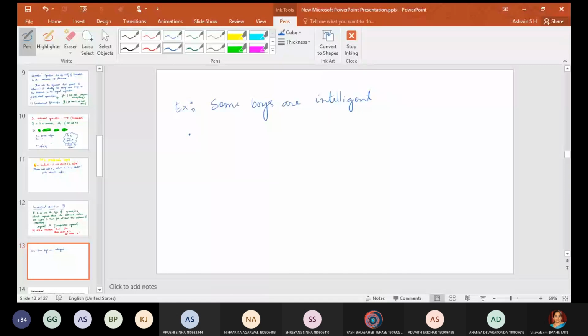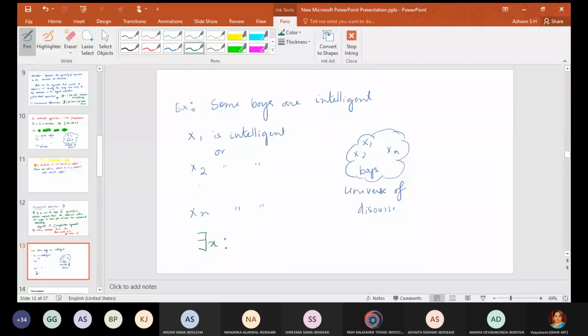Here x1 may be intelligent, I don't know, it may be true. Or x2 may be intelligent. Like this it goes, xn may be intelligent. So in this universe of discourse, x1, x2, all these are students or boys. Out of this, x1 may be intelligent or x2, we don't know. Some boys are intelligent. So how do we represent this?